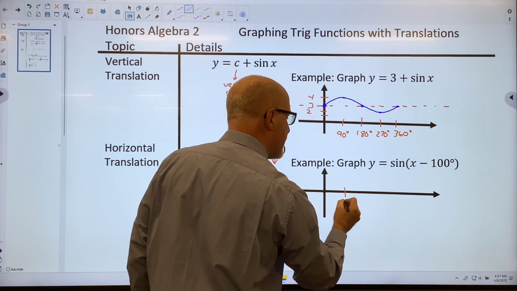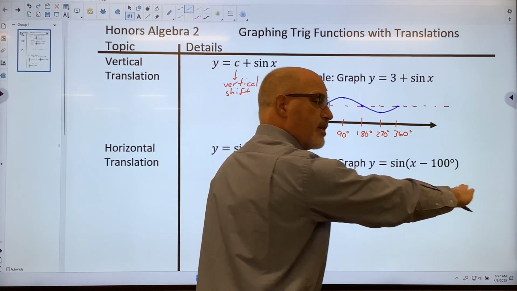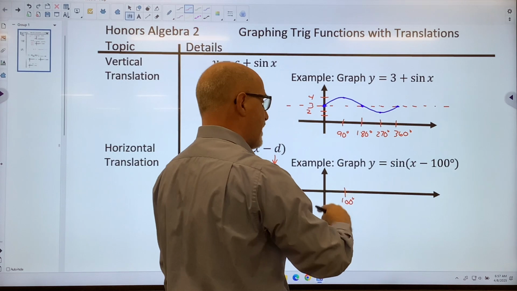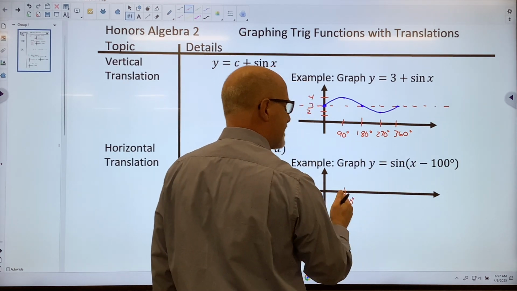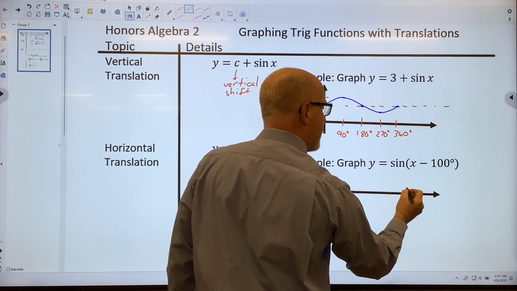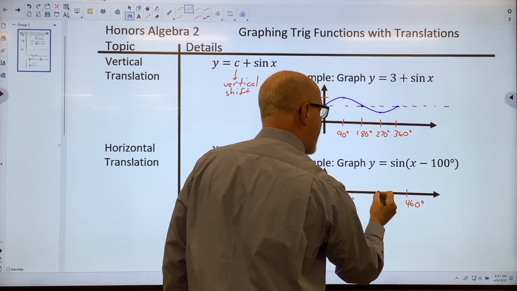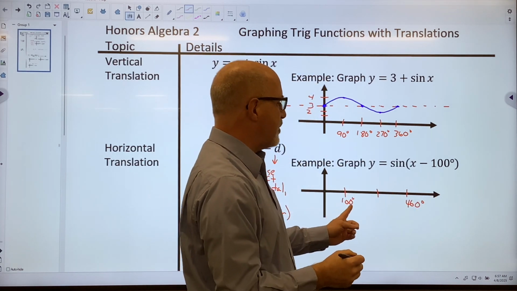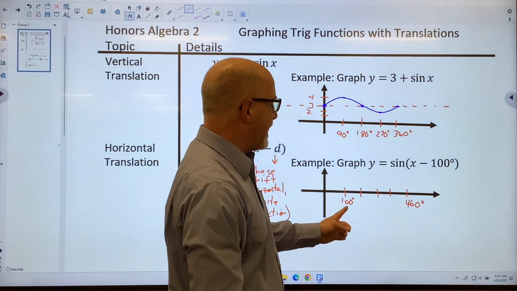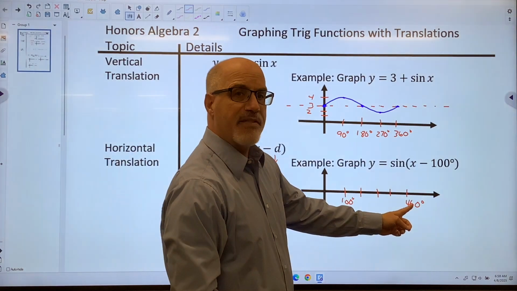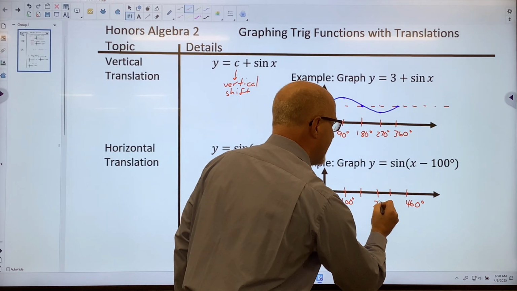So if I mark 100 degrees here, now I've got to do my period. Now my midline is still going to be the x-axis here because I haven't shifted it vertically. So 100 degrees here, I'm going to move out a full period past that, add 100 onto 360, and I go out to 460. And now I've got to start averaging these. I'm going to average these two and average them after that. You add these two together, you get 560, and if you divide that by 2, you get 280.